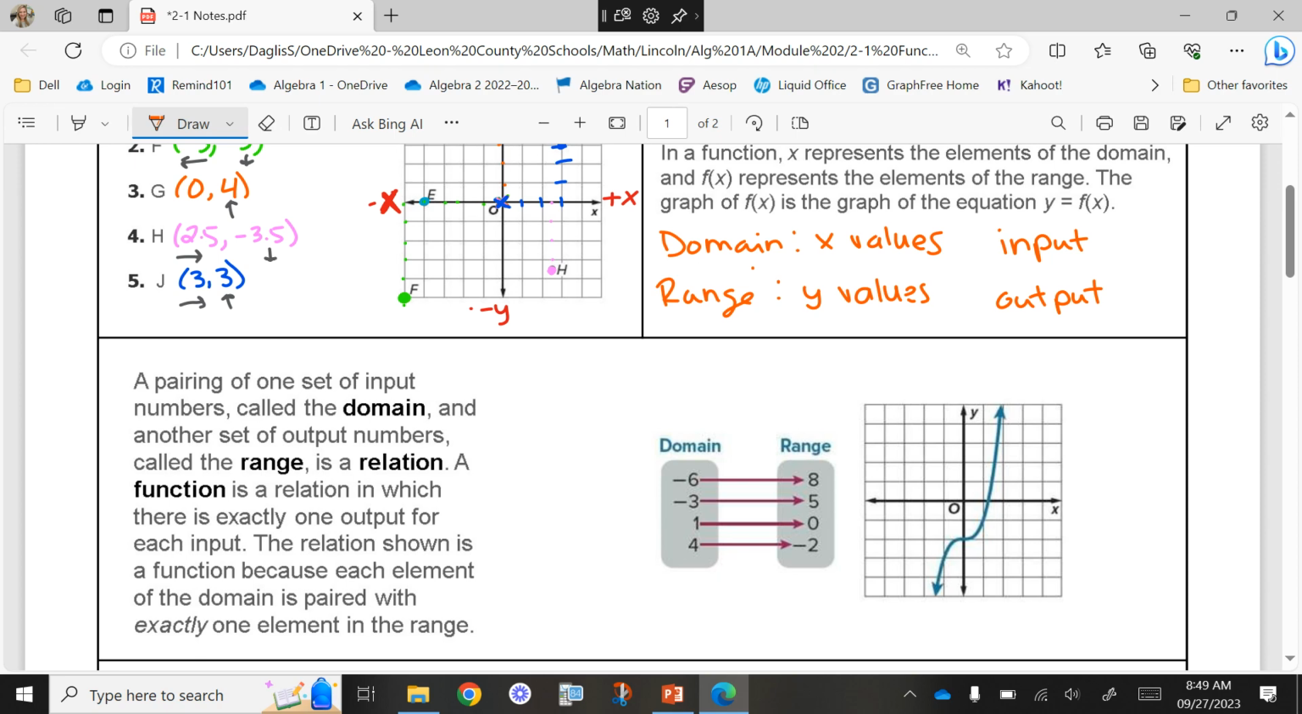Okay? X's never repeat. Okay, so if I have a bunch of points and I write them out, as long as each x is its own, it is considered a function. That's what makes it special. Okay? X's cannot be used twice.